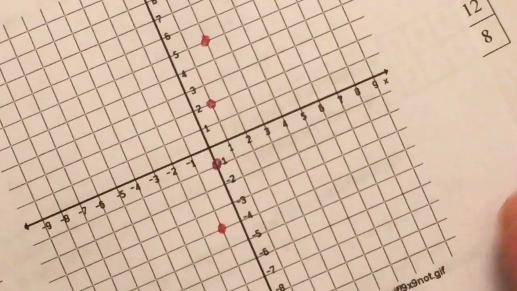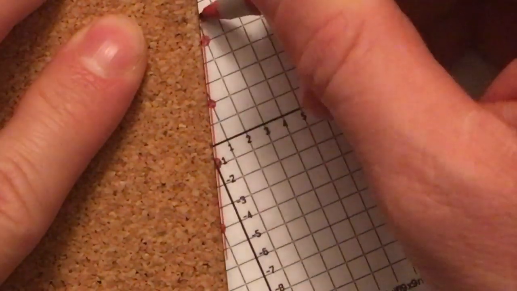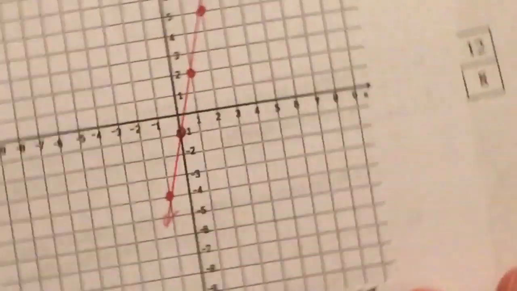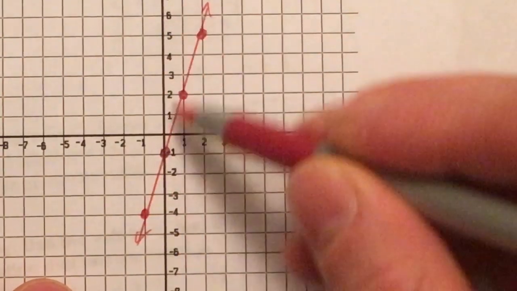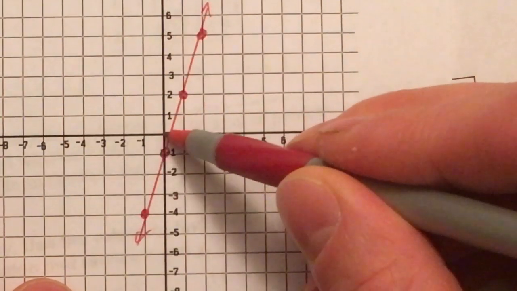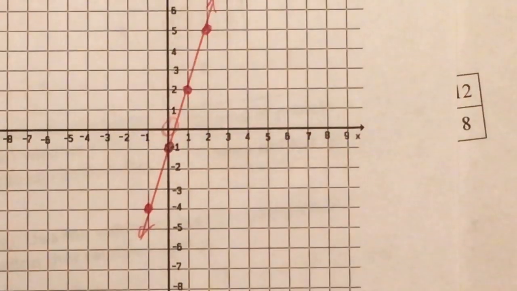Okay, so it is a straight line. It is a straight line, but it doesn't go through the origin. It's a little bit shy. The origin is where these two axes cross right there, and this graph doesn't go quite through that point. It misses. So that's another way to tell that it doesn't have direct variation.